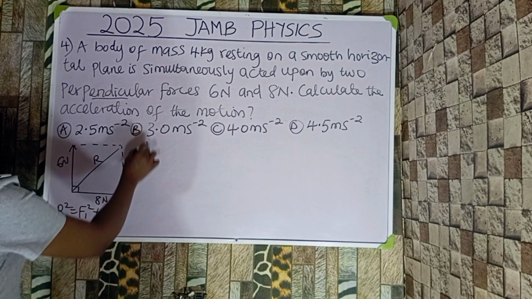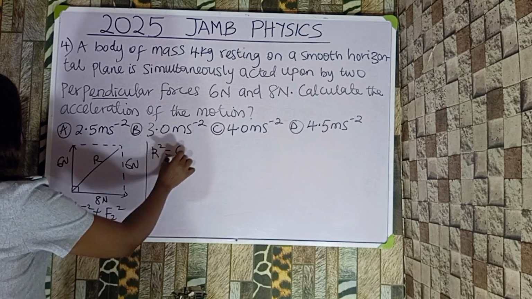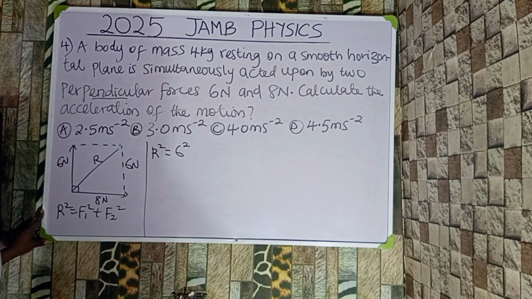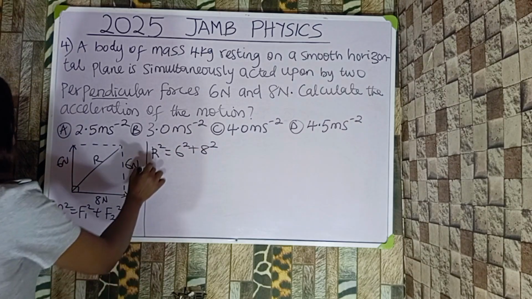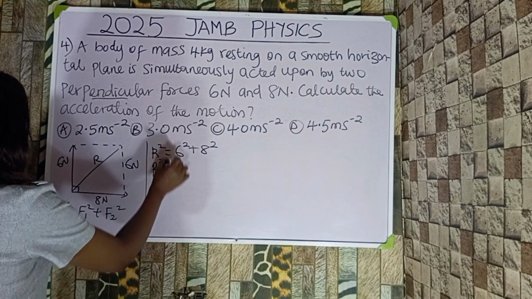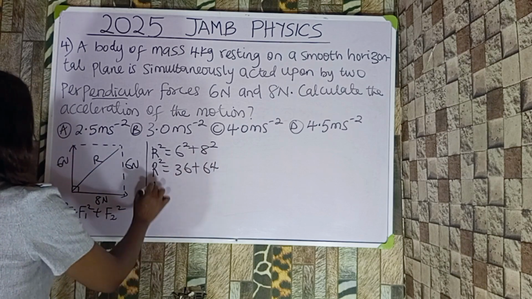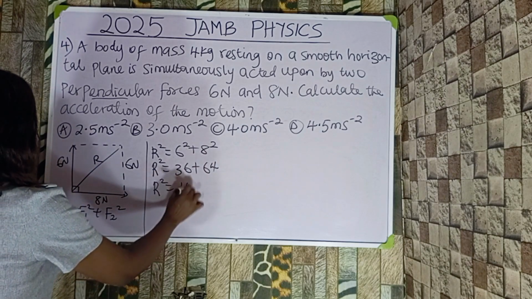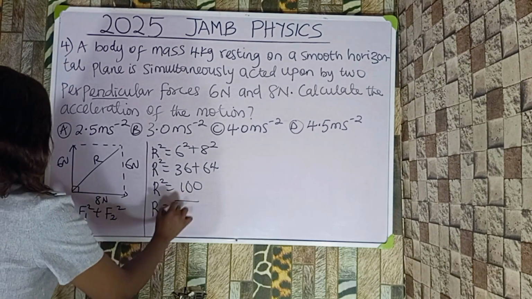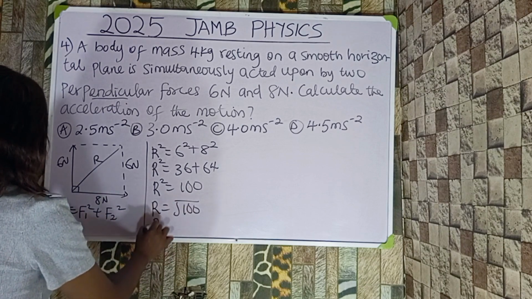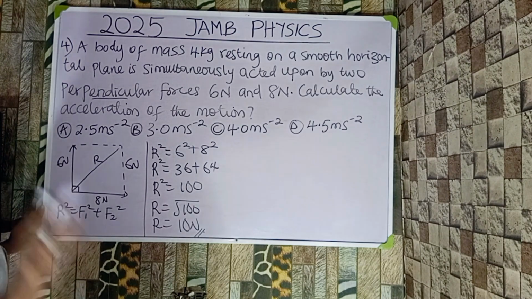square. Okay, now going by that, we have R square is equal to 6 square, which is the first force, plus 8 square, right? Then we'll go down by saying R square is equal to 36 plus 64. R square is equal to 100. Then the root of 100 is going to give me 10 Newton. Now this is the resultant force.